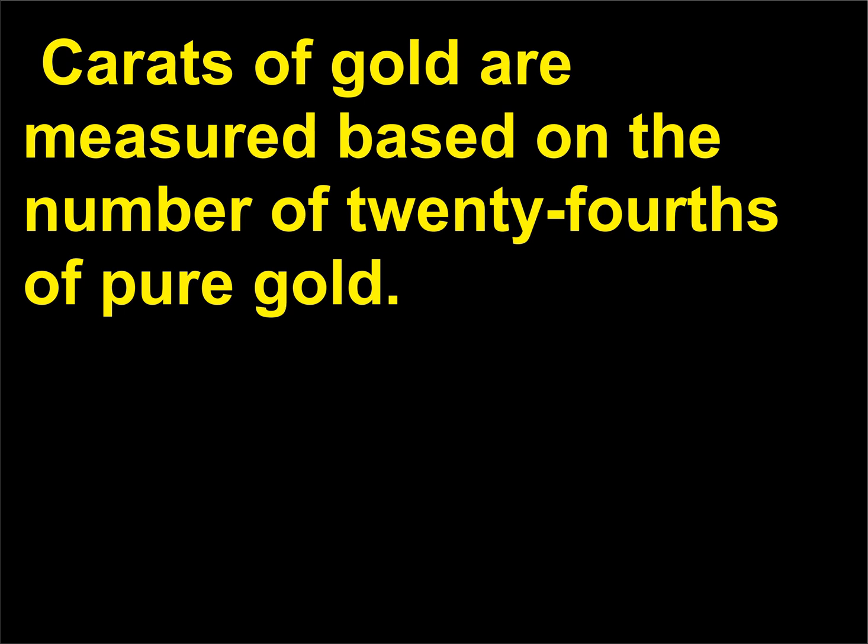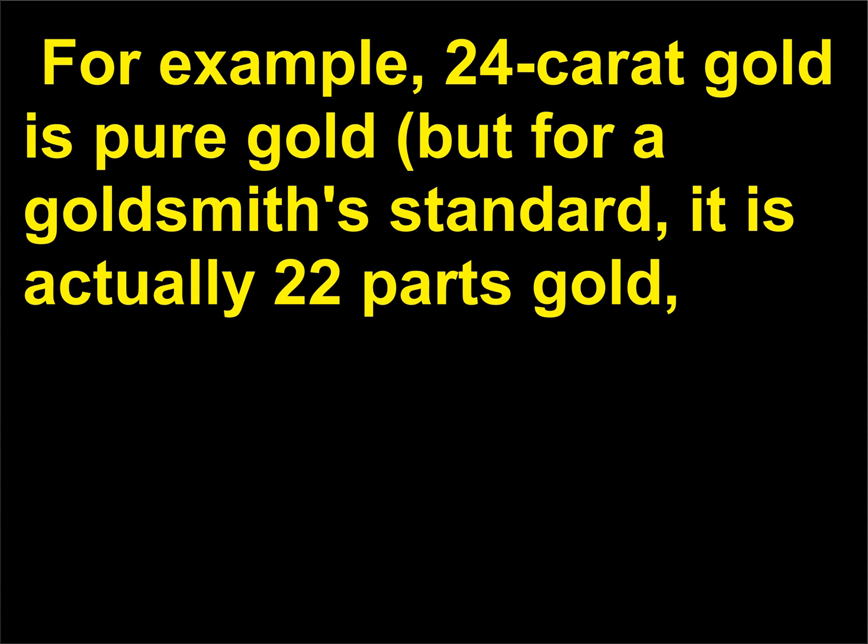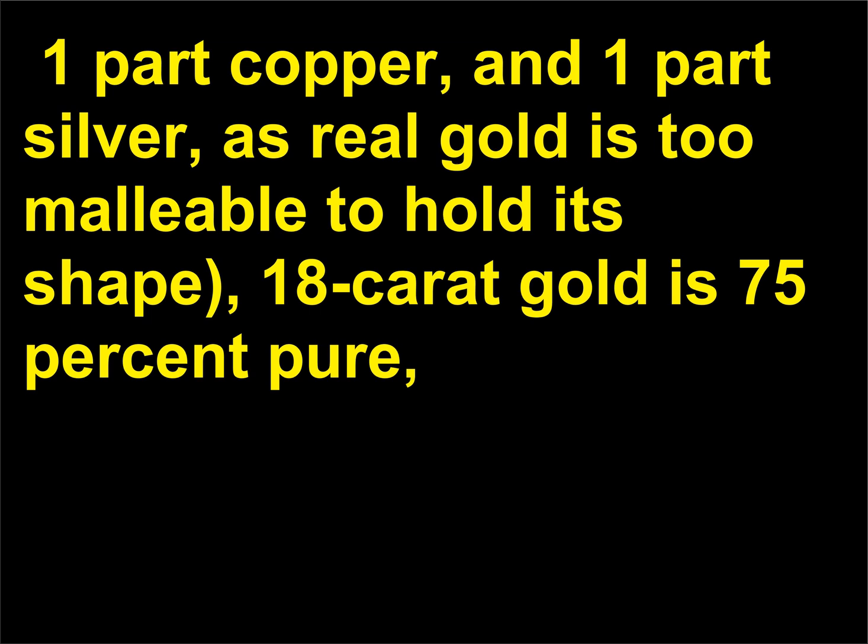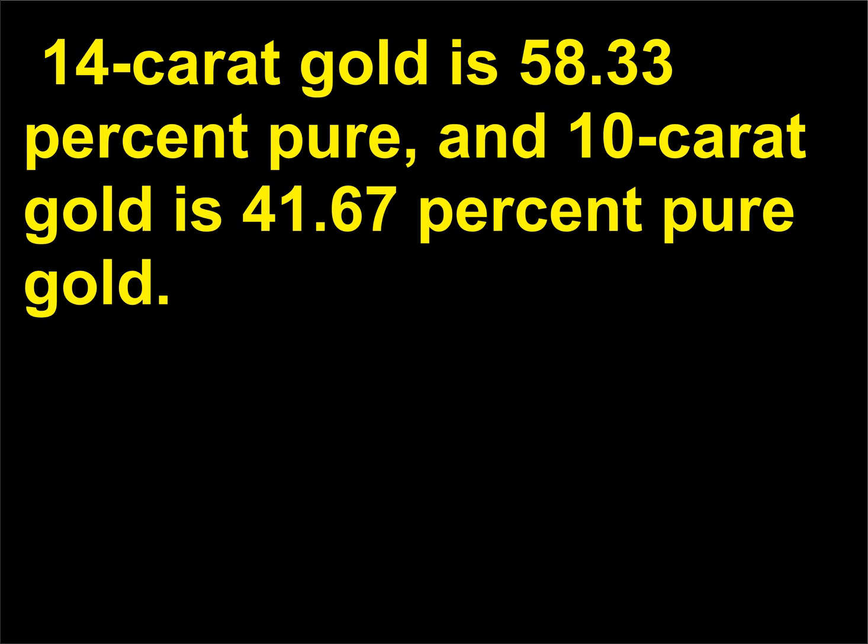Carats of gold are measured based on the number of 24ths of pure gold. For example, 24 carat gold is pure gold, but for a goldsmith standard, it is actually 22 parts gold, 1 part copper, and 1 part silver, as real gold is too malleable to hold its shape. 18 carat gold is 75% pure. 14 carat gold is 58.33% pure, and 10 carat gold is 41.67% pure gold.